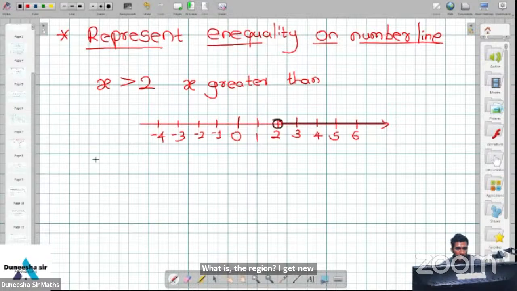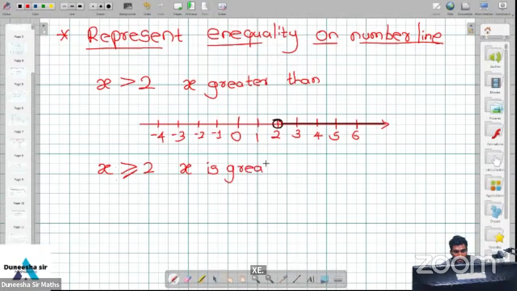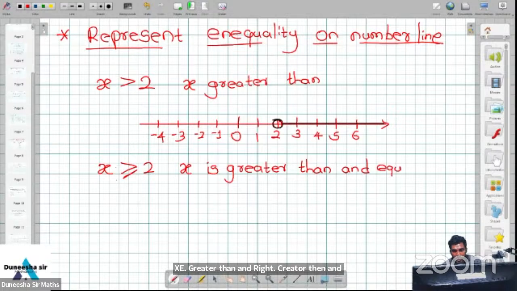Now if you have another one like this, I put a dash under the inequality. How do we read this one? x is greater than or equal to 2. Now what happens? Equal also happens, along with greater. Okay, x is greater than or equal to 2.